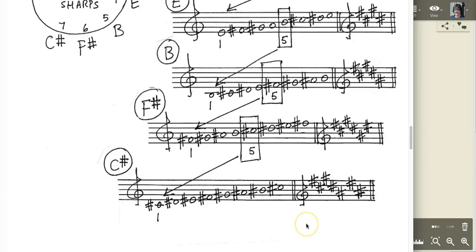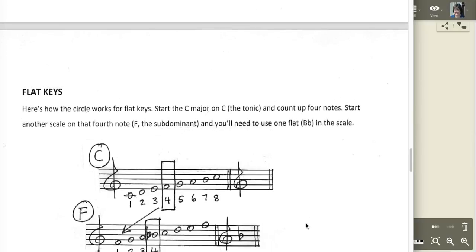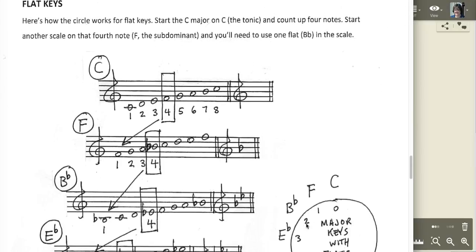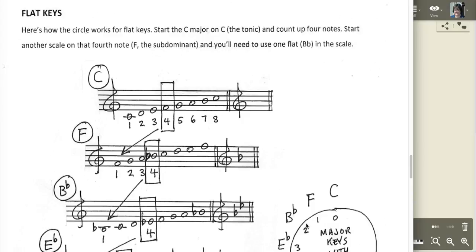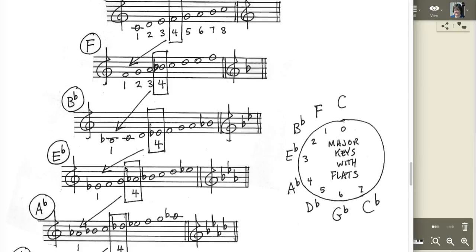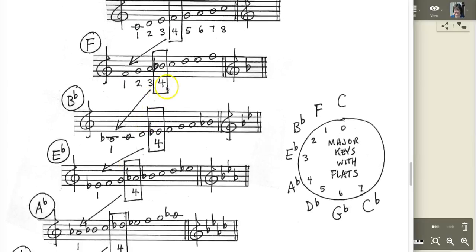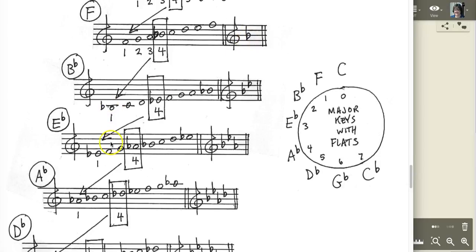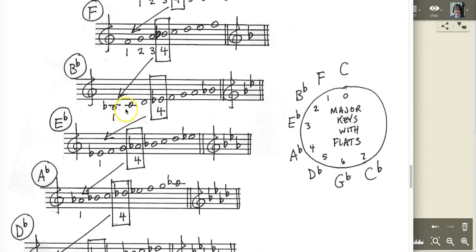Now with flats, down here with flat keys, we go by the number 4, which is the subdominant, if you want to remember your scale degree names. So if we start on 4, then we get flats. We start a scale on F, and that's going to give us B flat. And if we start on that fourth note, B flat, and we build a scale with our whole, half step pattern of the major scale, we get another flat, which is E flat.